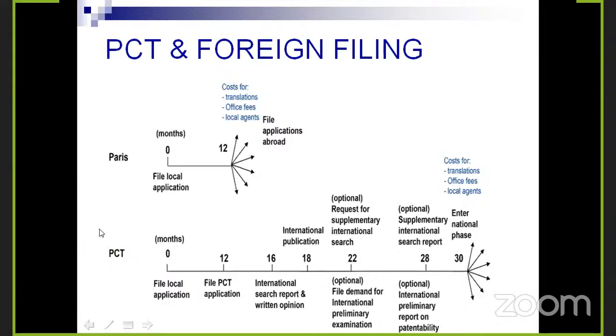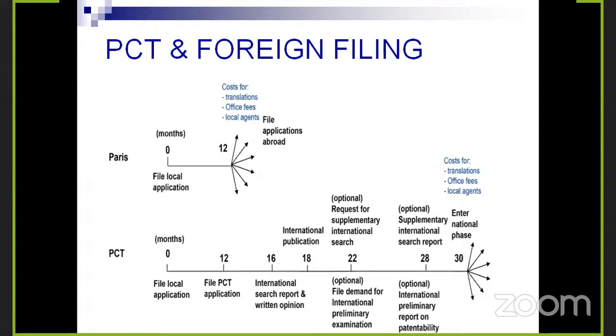And the PCT will also not give you rights in any country. It just helps you in buying extra time, extending your timeline. So that's the sole purpose of filing a PCT application. And then before the expiration of the 30 months, one can file in the countries of interest. So that's a big enough time period for one to assess the business, see how the product is doing.